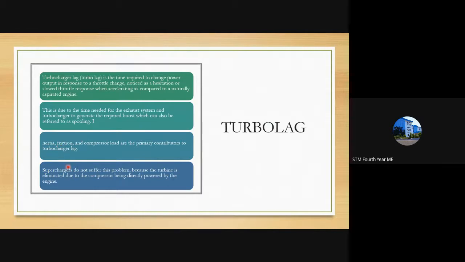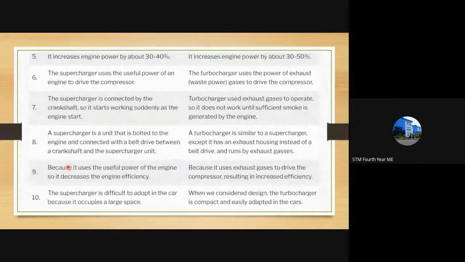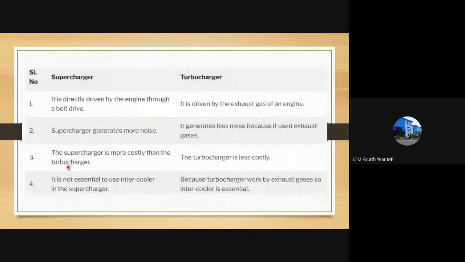The difference between supercharger and turbocharger, I'll explain it in the next class.